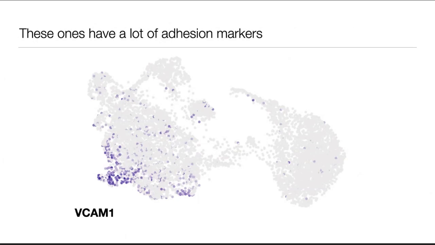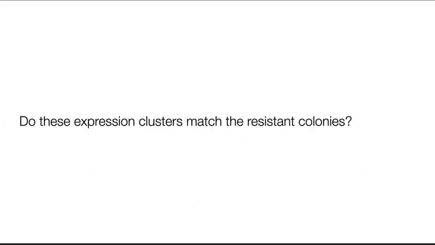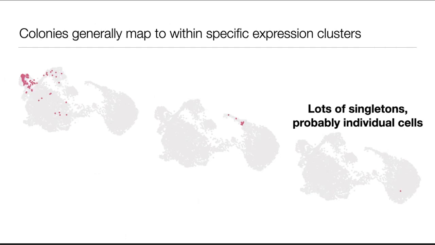Okay, so we also have all this information about the colonies, right? This is just 10x, all the cells mixed together, not worrying about their colony status. So what Yogesh wanted to know is whether the expression clusters that we find match the resistant colonies that we can now identify using the barcodes. So what he could do is paint the barcode. These are all related cells, and you can paint it on the UMAP. And you can see that generally speaking, in fact almost all the time, barcodes map to specific expression clusters. So these expression clusters are really resistant colonies.